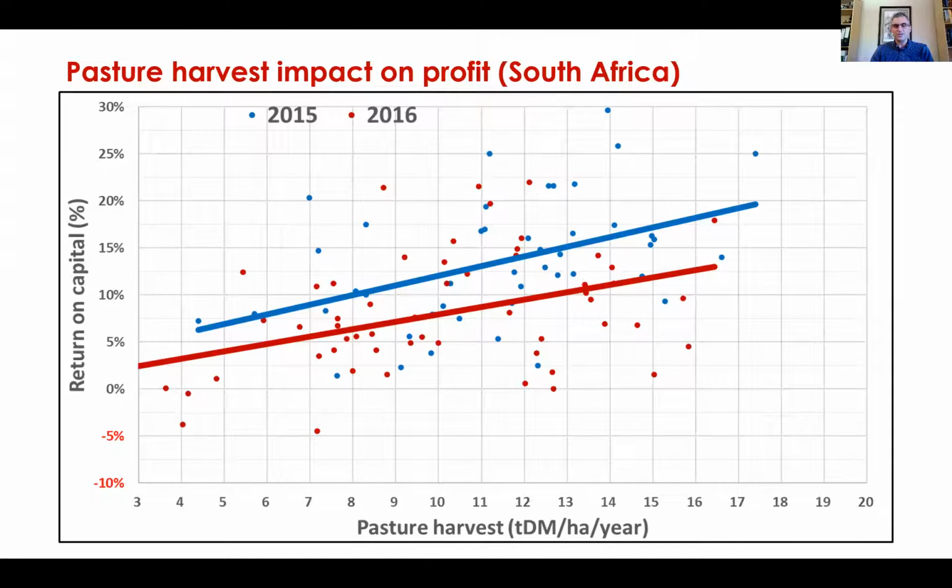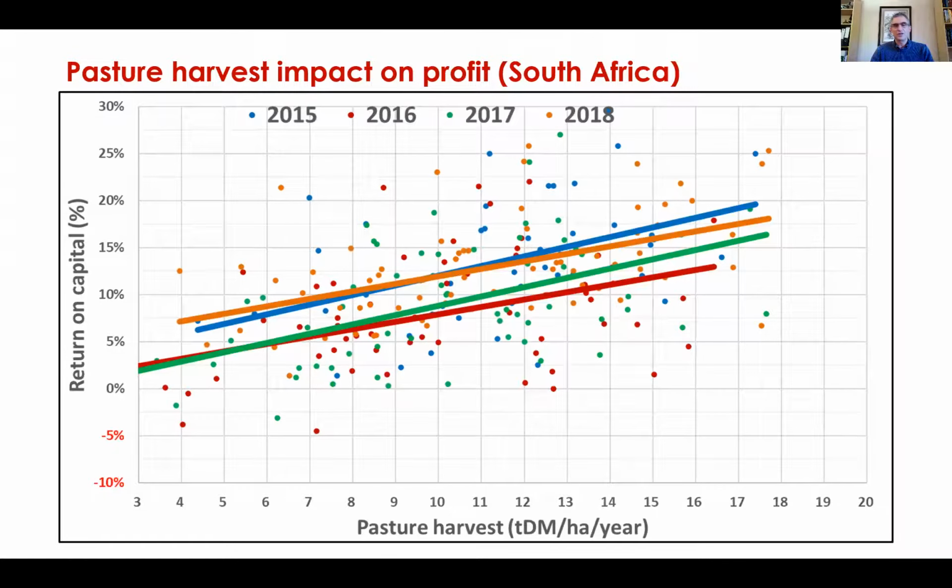Firstly, this graph is pasture harvest on the horizontal axis and return on capital or profit on the vertical axis. The results for 2015 in blue and 2016 in red are on the graph. Now I've added 2017 in green and 2018 in orange. The slope of these 2 trend lines are different to each other and different to 2015 and 2016.